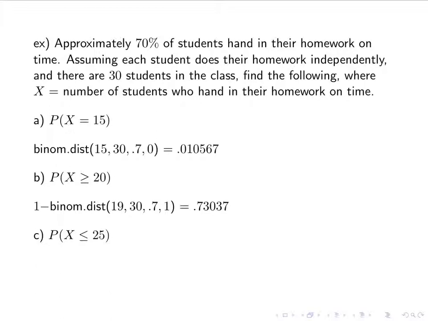And then the probability that x is less than or equal to 25. So the probability that at most 25 students hand their homework in on time. It's already less than or equal to, so that's binom.dist 25, 30, 0.7, 1. And we get 0.969845, so a fairly large percentage. But again, hopefully that isn't too much of a stretch, because you would think that 0 to 25 students would definitely hand their homework in on time.